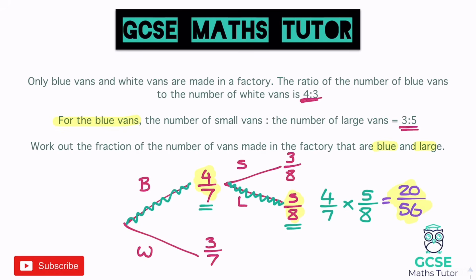Okay, so hopefully that makes it quite nice and simple to understand, but essentially we just pair together the two fractions that we're looking at and multiply them together just like we would on a probability tree. But let's have a look at another one of these questions.